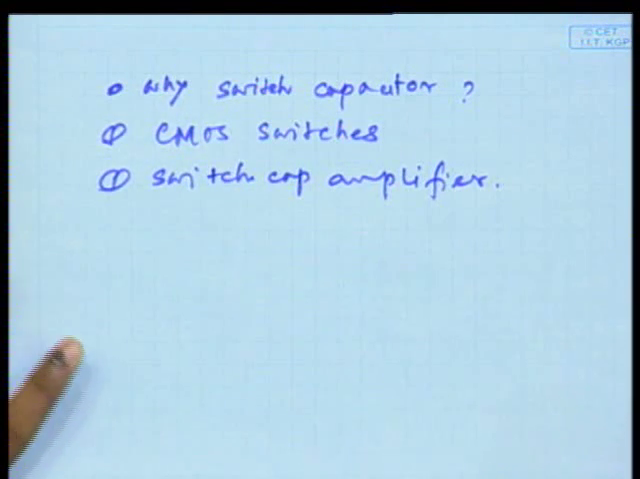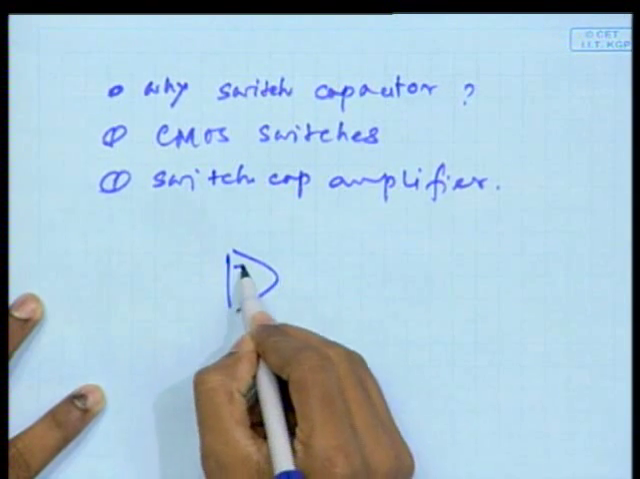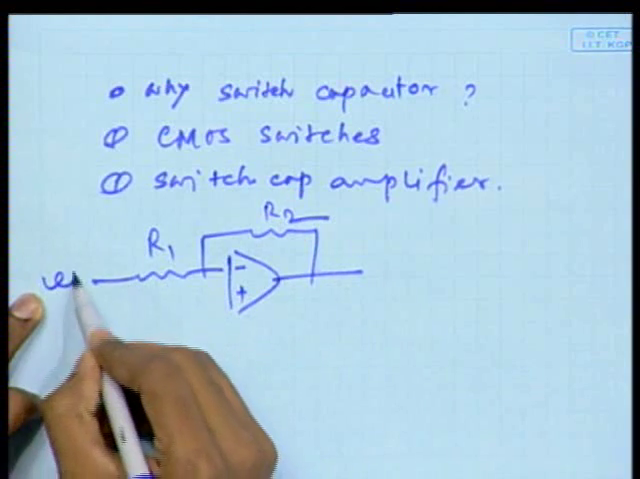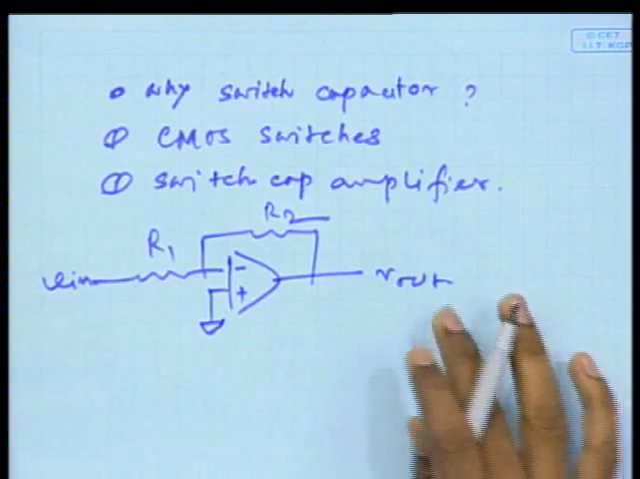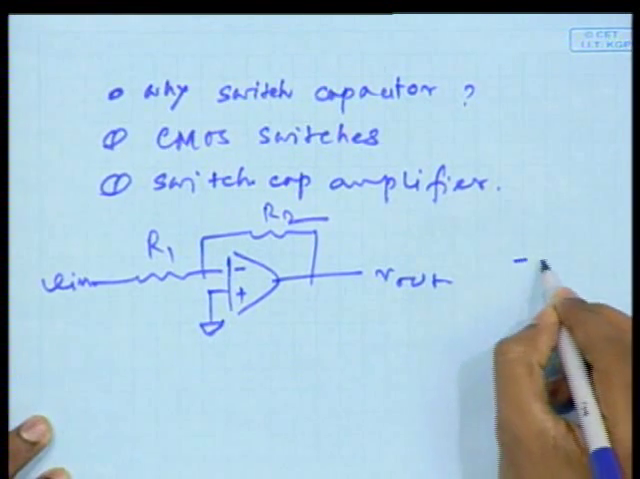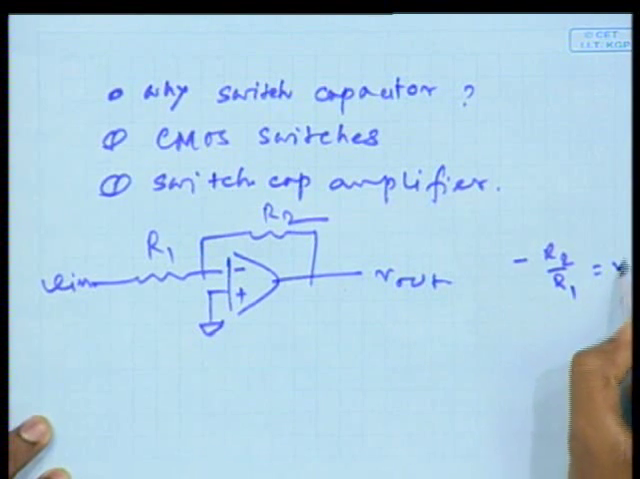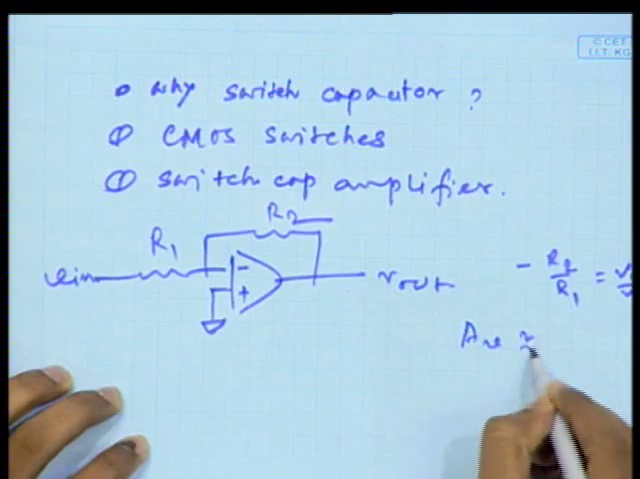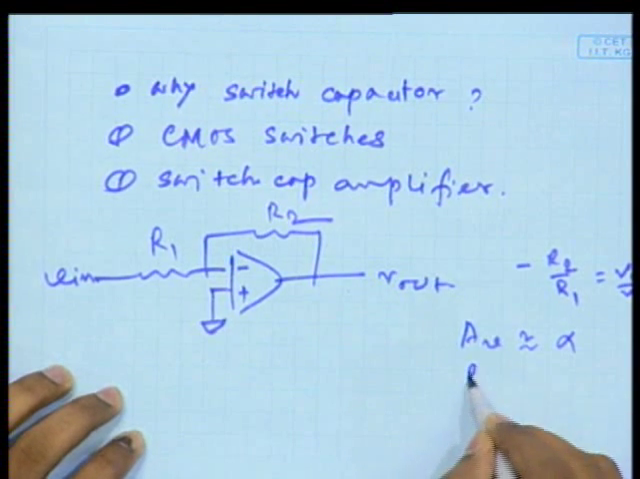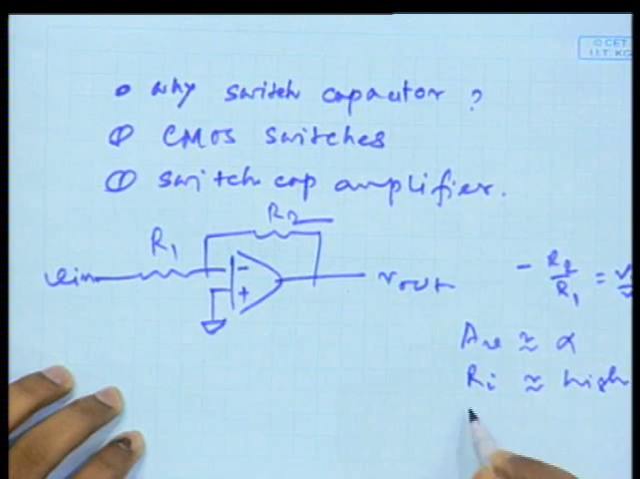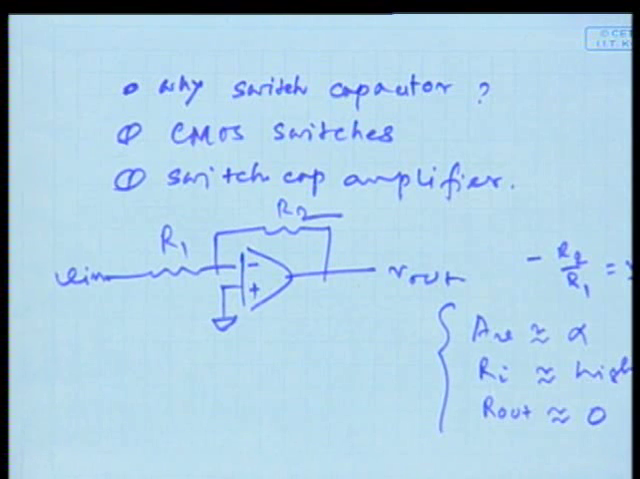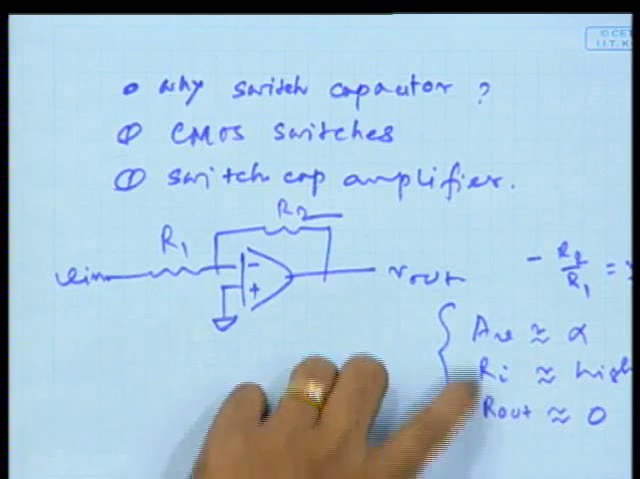Okay, so to begin with, can you tell me the gain of this inverting amplifier? It's minus R2 by R1, that is Vout by Vin. What are the assumptions you considered to get this R2 by R1? Yeah, that means Av is almost infinity. Input resistance is very high. And what about output resistance? Zero.